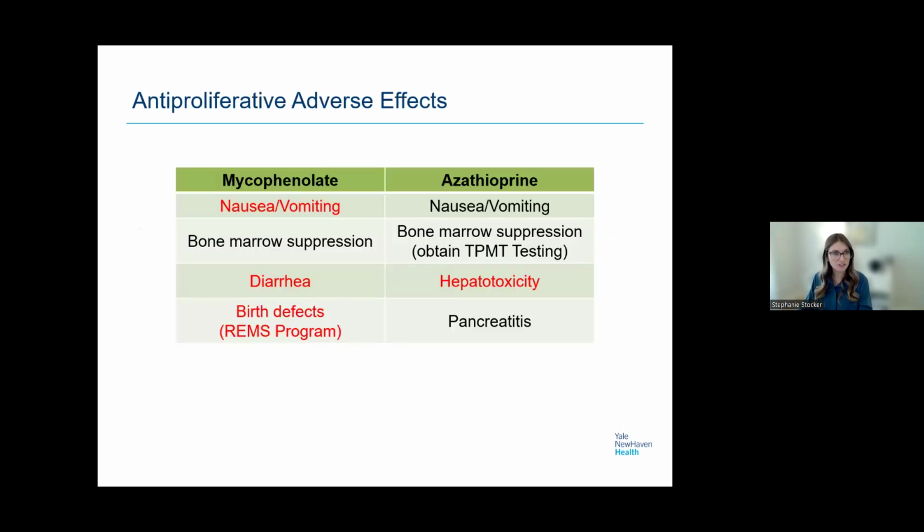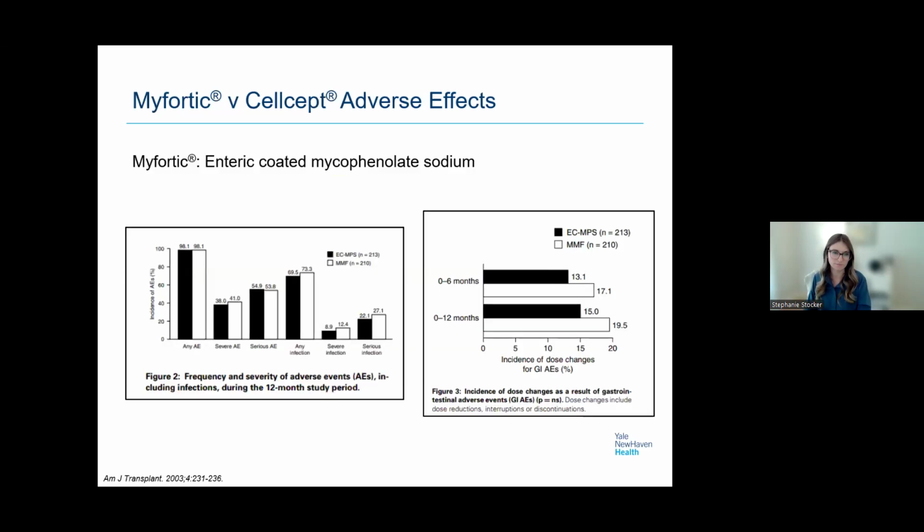When it comes to adverse effects with our antiproliferatives, mycophenolate is really known for its GI side effects: nausea, vomiting, diarrhea, and it can induce birth defects. So we'll talk about that a little bit. Both of them can cause bone marrow suppression. With azathioprine, we can check TPMT to give us an idea, and NUDT15 too, a newer one that most centers are checking to assess risk of toxicity. And then its unique factor is that it can cause some hepatotoxicity. And so typically we'll monitor LFTs with initiation.